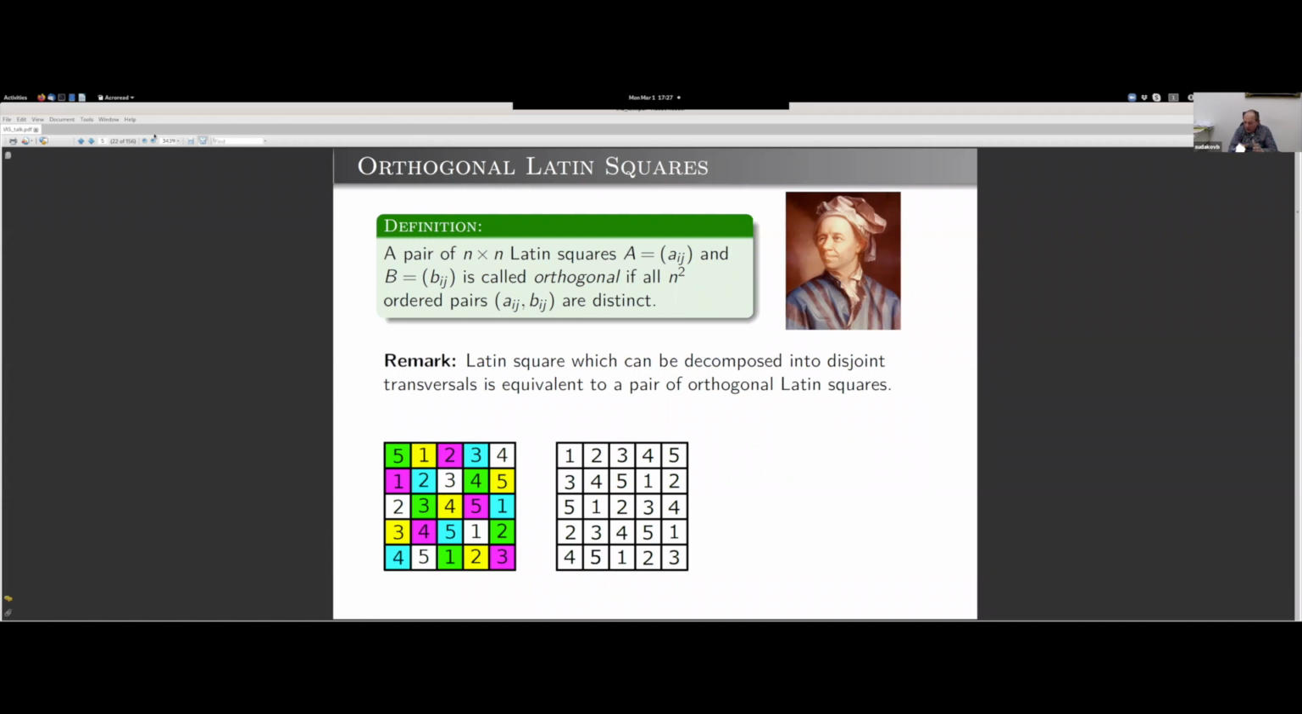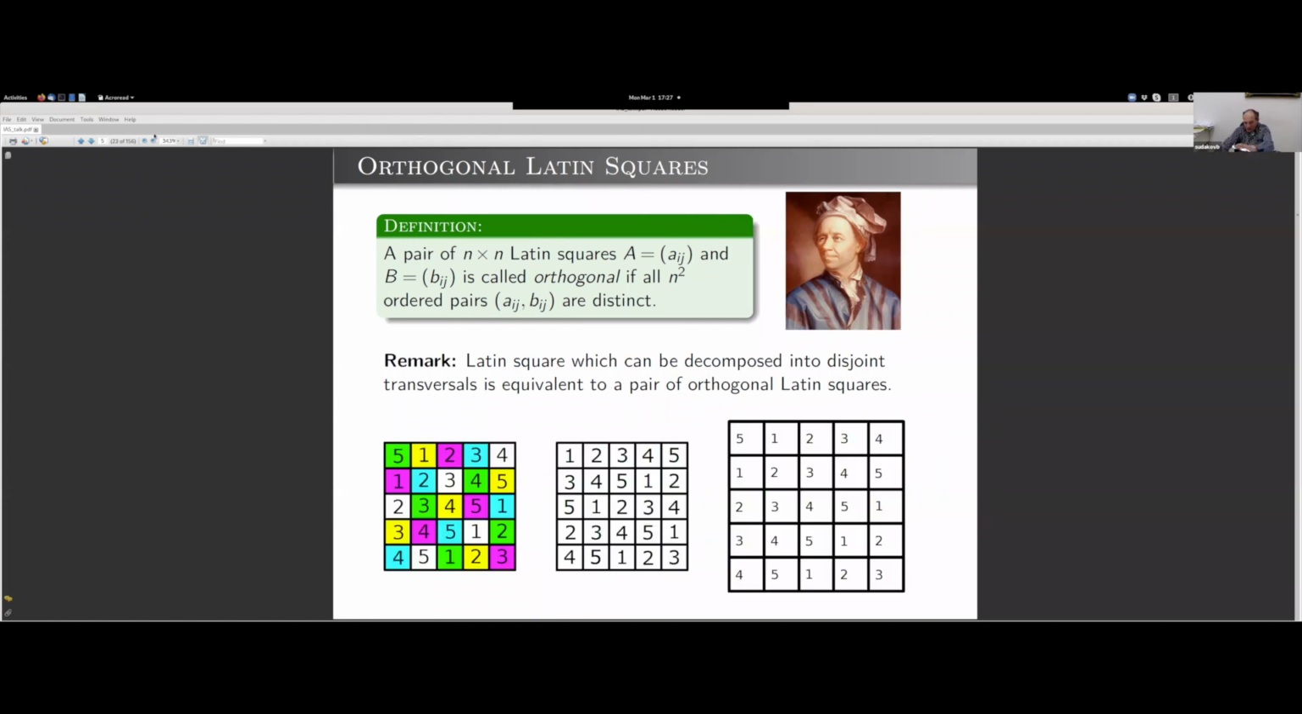Now, see what happens when I superimpose them. Here is my first square, and when I put the other one next to it on the same set of cells, I get n squared different pairs, which exhaust all possible pairs ij, where i and j run from 1 up to 5. So the question of Euler was when you can find an orthogonal pair of Latin squares, which is equivalent to decomposing a Latin square into transversals.